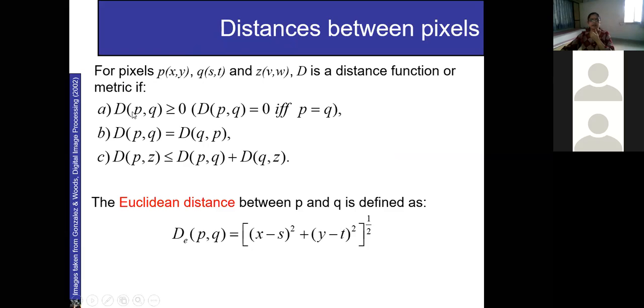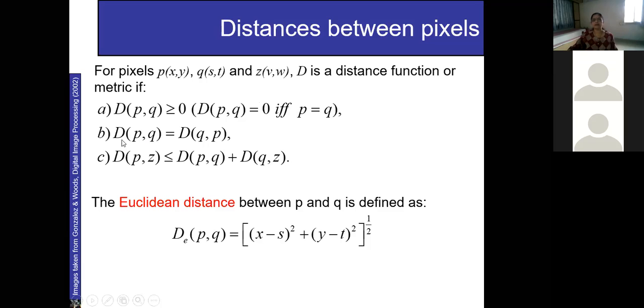The distance between P and Q is greater than or equal to 0. If your pixel P(x,y) is the same as Q(s,t), that is, if these two pixels represent the same location in your image and the xy coordinate values are the same as s,t, then of course the distance between them is 0. And if xy is different from st, then the distance is always greater than 0. So this is the first property.